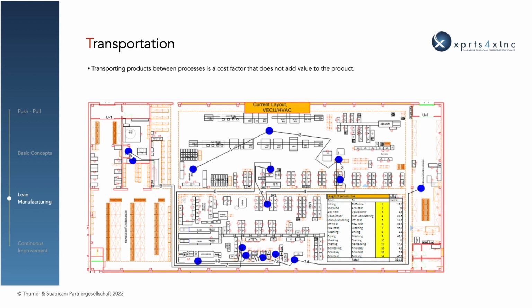Transportation. Transporting products between processes is a cost factor that does not add value to the product. The drawing shows an example of the path of a product through production. The blue dots represent individual workstations. As can be seen, there is no clearly structured and short path through production here.